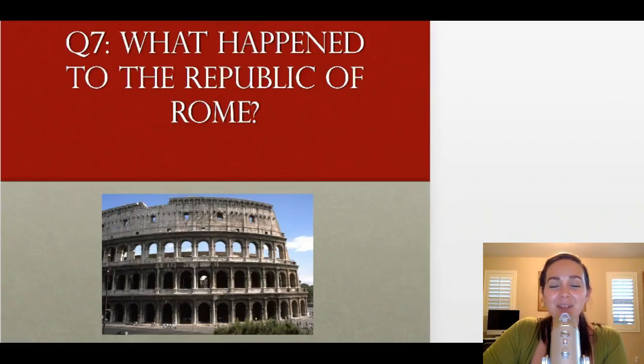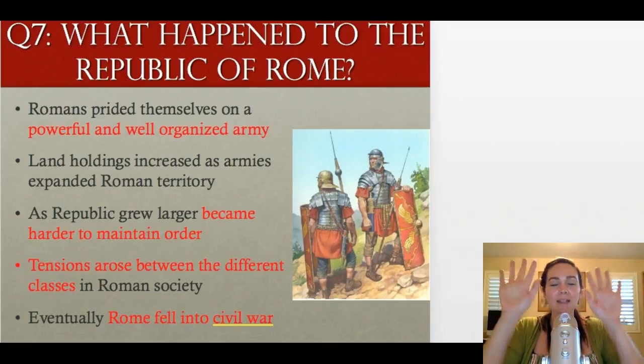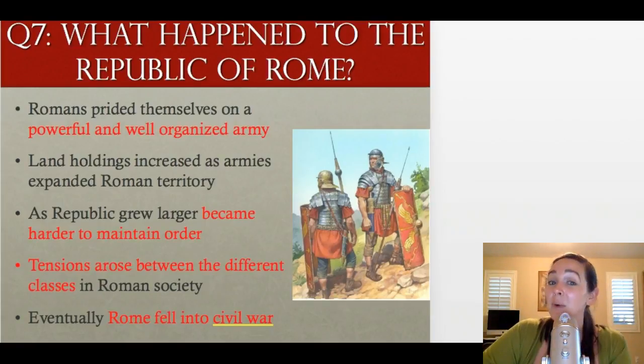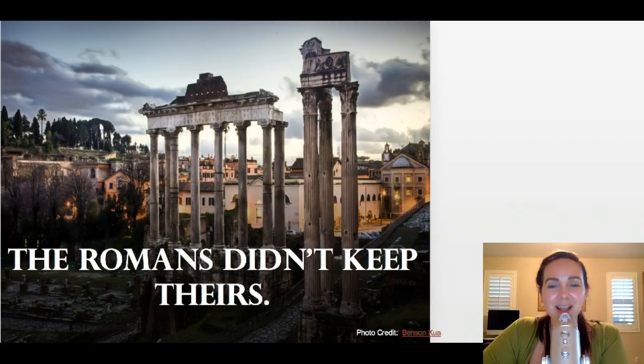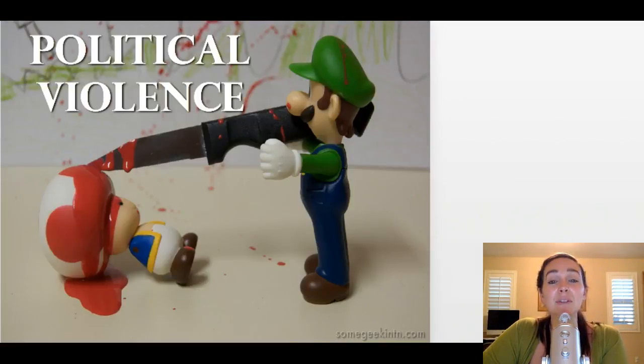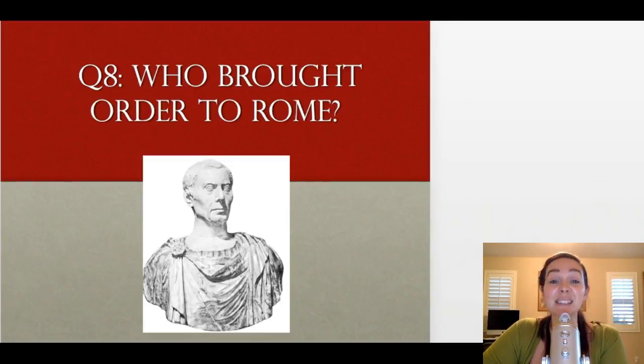All right, moving on. What happens to the Republic of Rome? Well, eventually, as they expand, they start running into problems. It's hard to maintain order and peace and prosperity, and tensions rise and fighting increases. Eventually, it turns violent, and Rome ends up having a civil war. That's right. They're unable to keep their republic because the civil war causes a 60-year period of fighting.